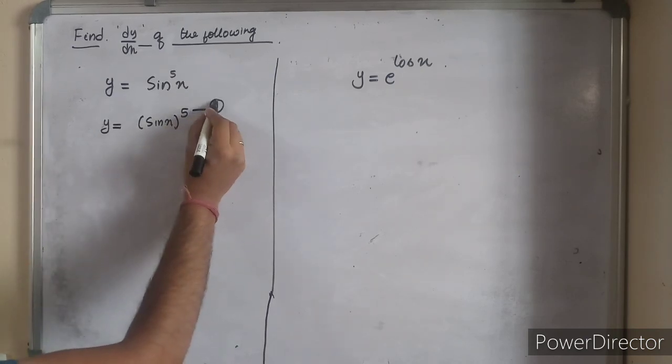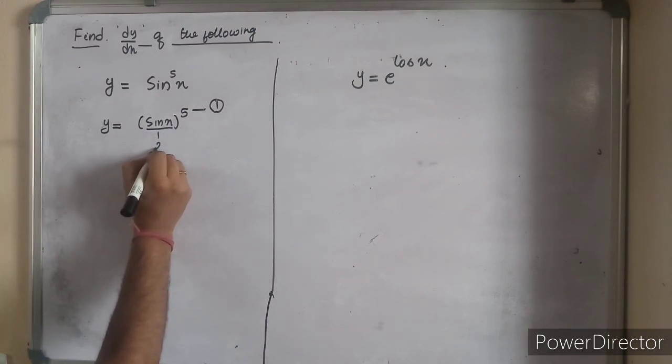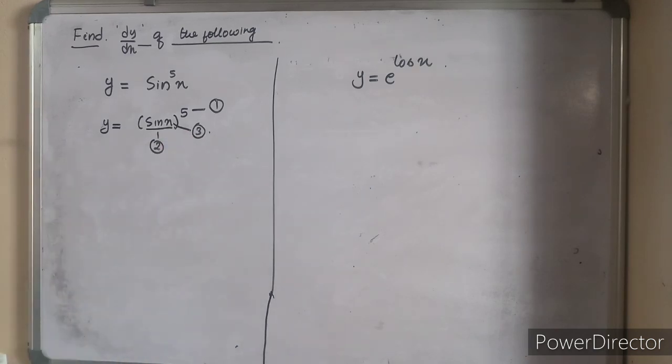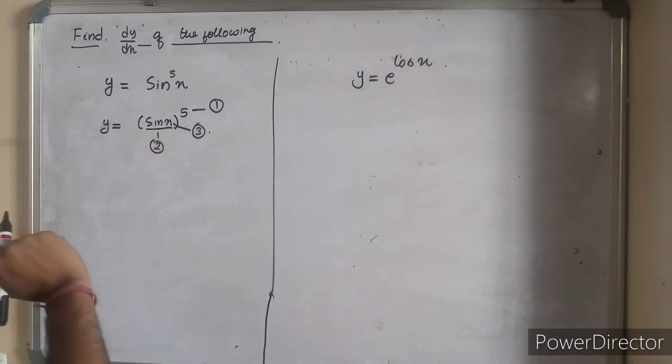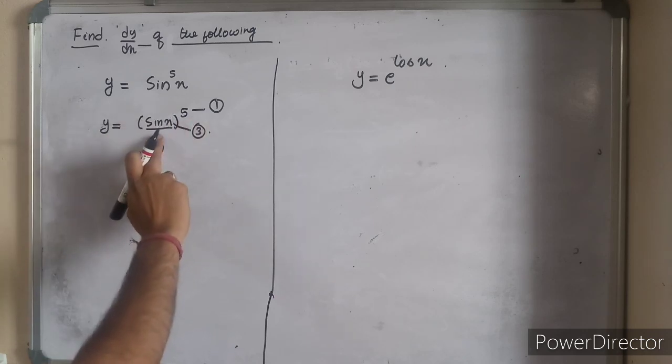First you have to differentiate the power, the first one. Second you have to differentiate sin x, number 2. Third you have to differentiate x. So you have to use 3 derivative formulas: x to the power n, then sin x, then the derivative of x which is 1. First is power, second is sin, the third is x.